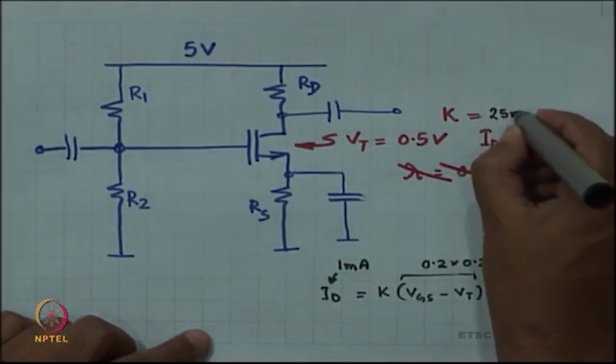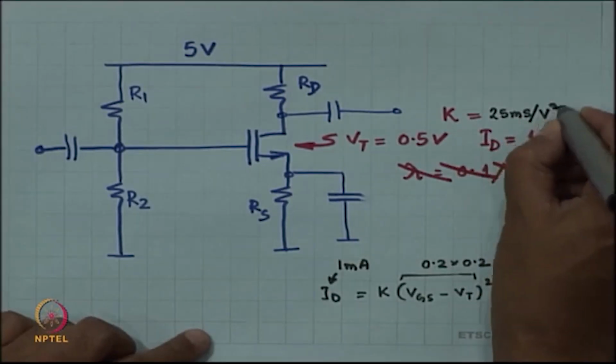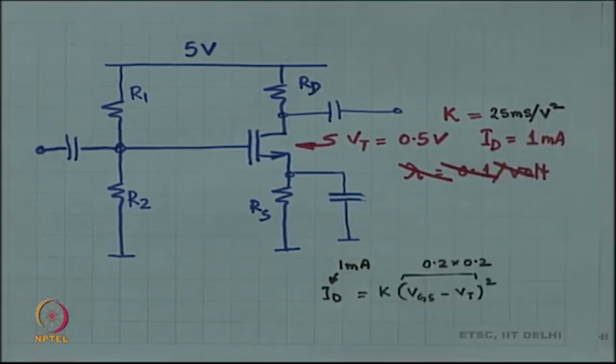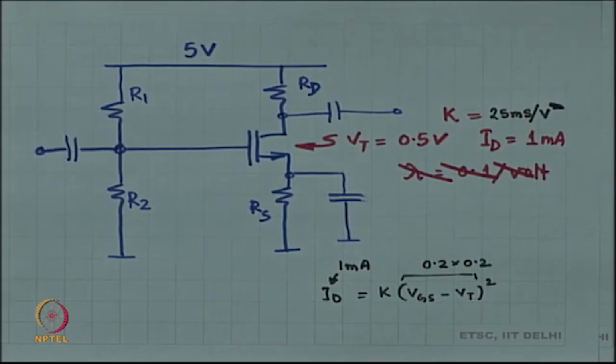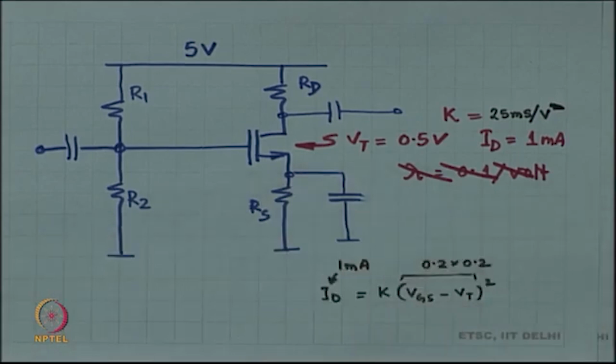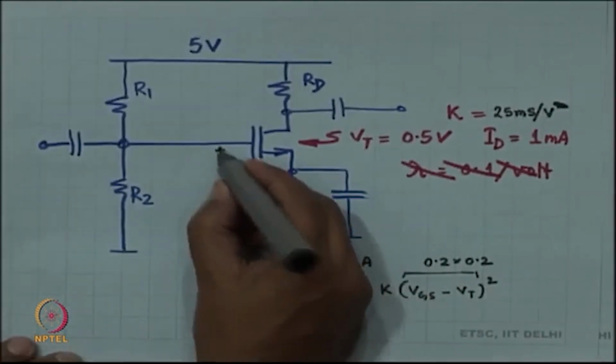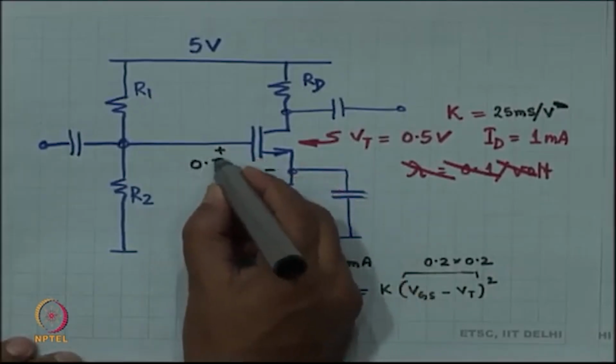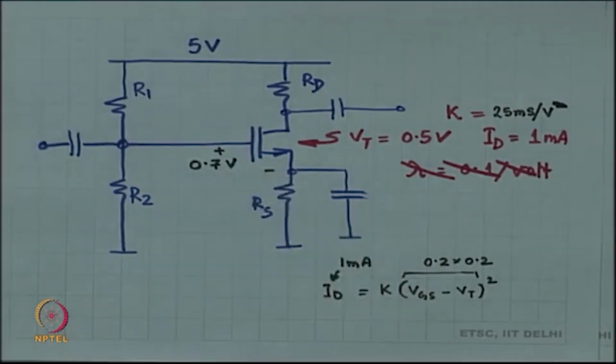25 millisiemens per volt squared. Millisiemens per volt squared, I am sorry. Fine. So, suppose this is the MOSFET for you. Now, since we back calculated, I already know VGS minus Vt is going to be 0.2 volts, which means that I need 0.7 volts over here. Okay. And I know ID is 1 milliampere.